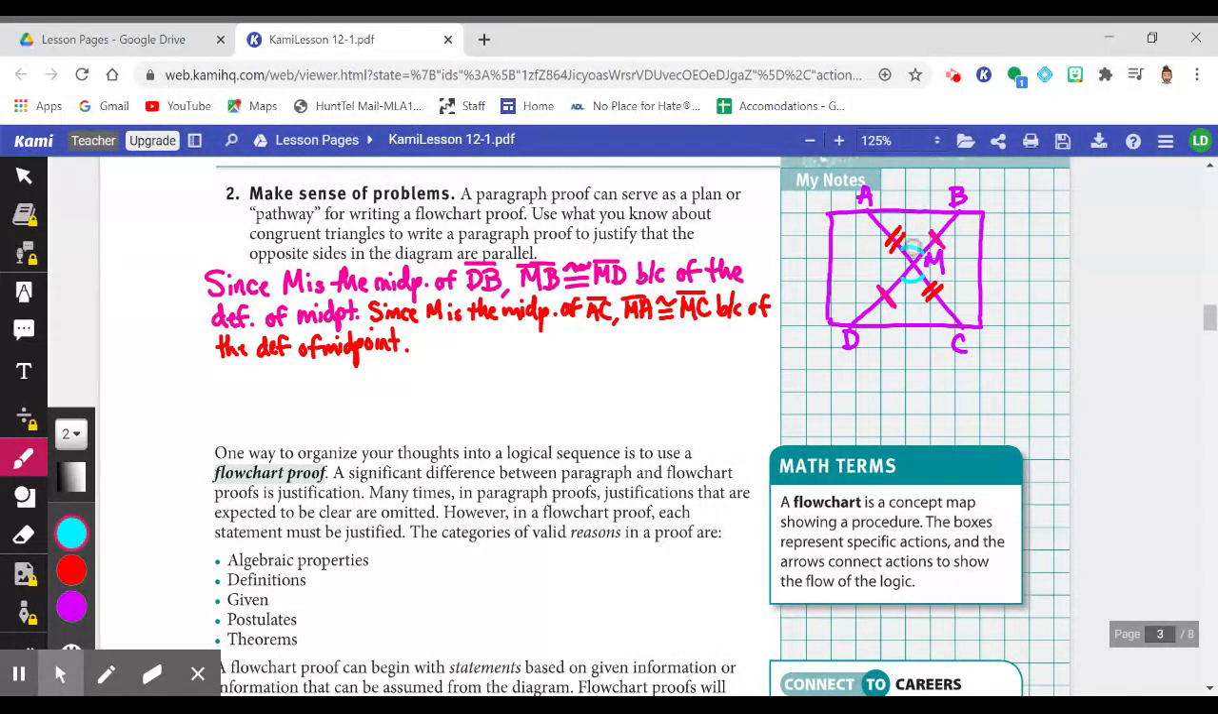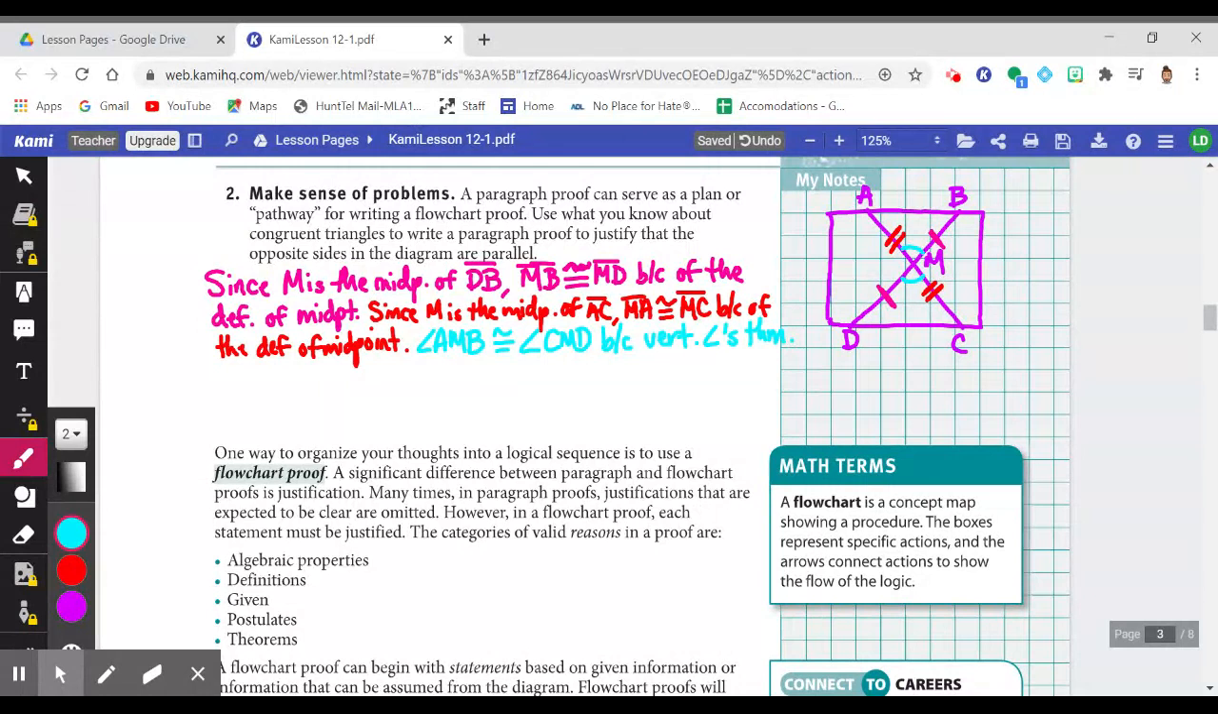Now, since both of these angles share vertex M, we can't just say angle M congruent to angle M. We have to use three letters here to name this angle and this angle. So for the one in this triangle, ABM, we can say angle AMB is congruent to angle CMD because of the vertical angles theorem. Or you could say vertical angles are congruent because of the theorem.